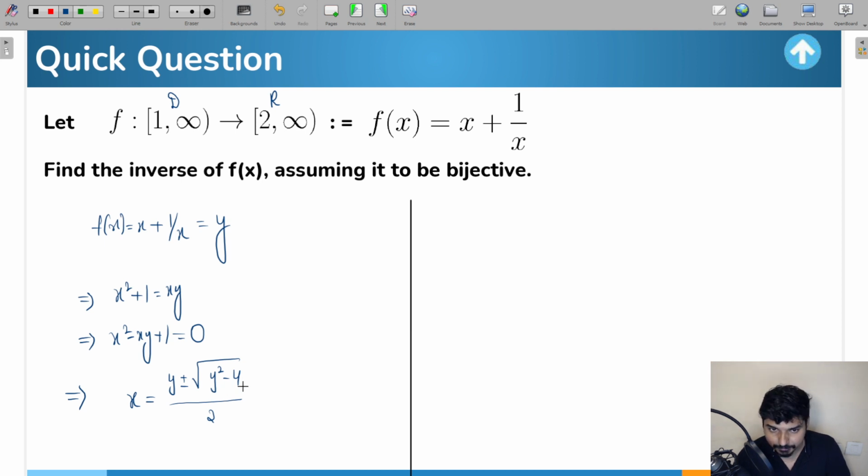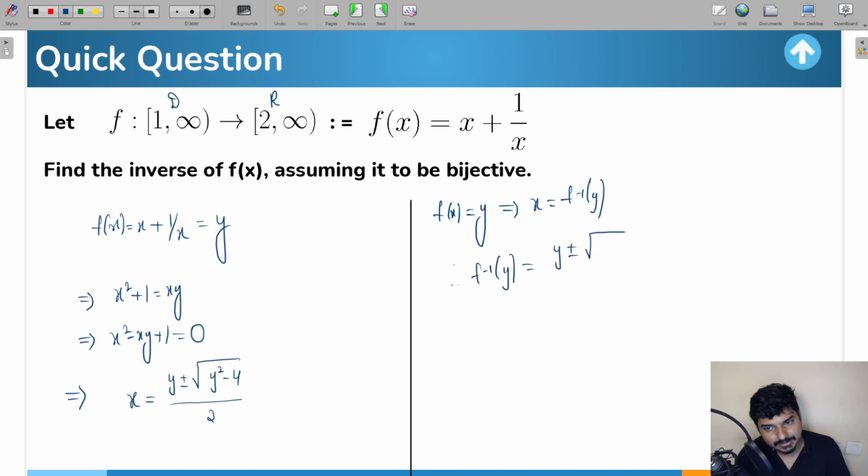So from here, it's pretty much clear that we have written x in terms of y. So guys, what that means is very simple. If you take f of x is equal to y, then x is going to be equal to f inverse of y. So in place of x, we can write f inverse of y to be equivalent to y plus or minus under root of y square minus 4 divided by 2. So this is going to be the inverse of the function.